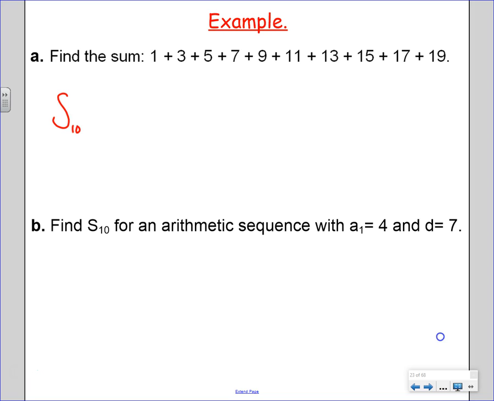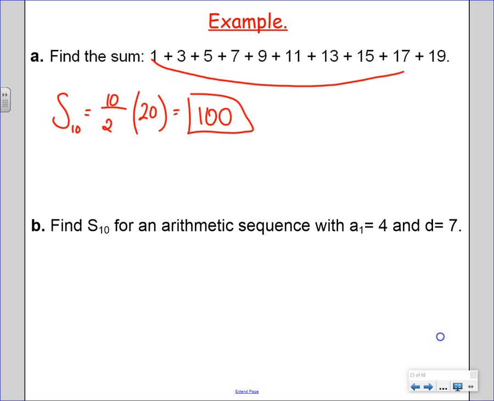Did you guys figure out this is the 10th partial sum? Or there's going to be 5 groupings when you put 2 and 2 together? Wait. I divided by 5. I was supposed to divide by 2. Adding 1 plus 19 together is 20. There are 10 terms total, so that's n, and n divided by 2 is going to be 5. 5 times 20 is 100.